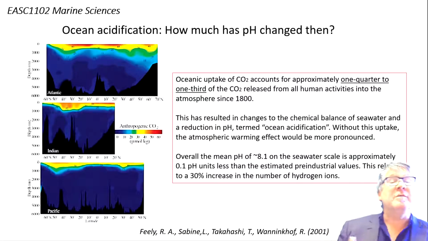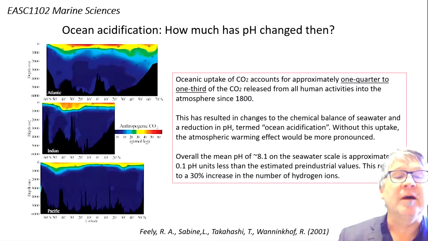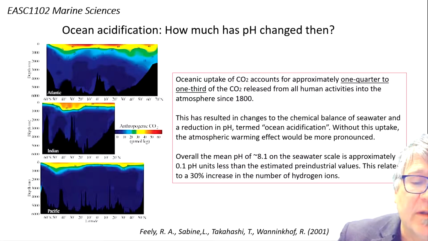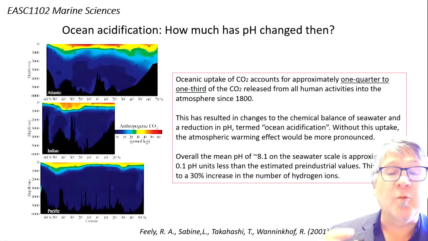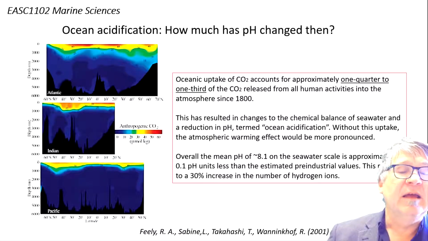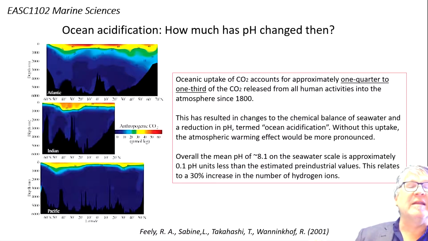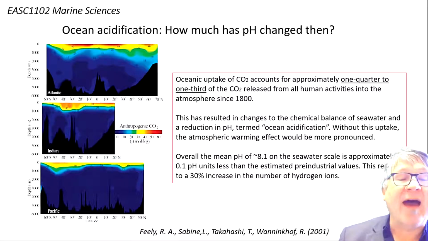Okay, so overall, the mean pH of 8.1 on the seawater scale is approximately 0.1 pH units less than the estimated pre-industrial values. So this relates to a 30% increase in the number or concentration of hydrogen ions.